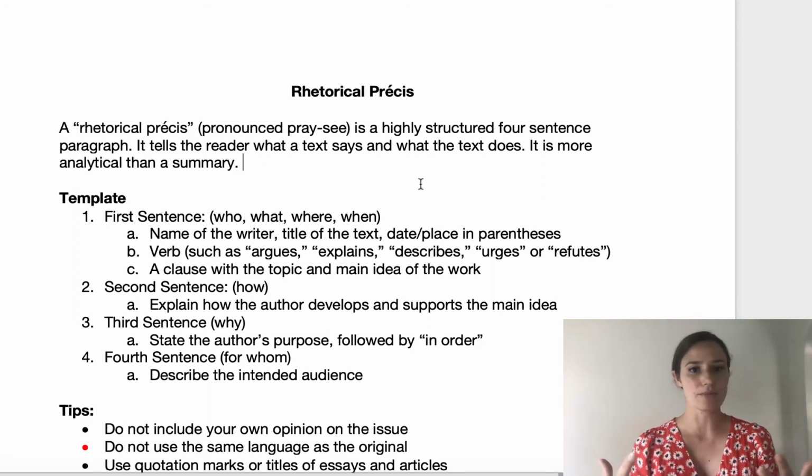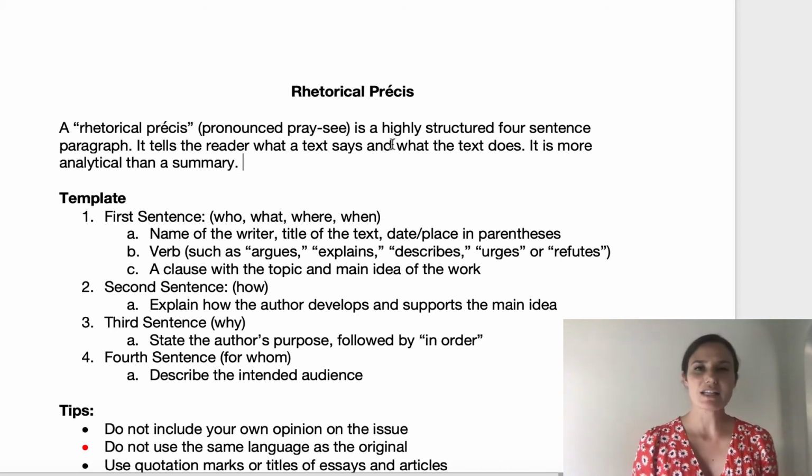In the fourth sentence, you want to think about for whom. So for whom is the writer writing? So the intended audience, the implied audience or the intended audience. And you can figure out the implied audience based on word choice, tone, where it's published, things like that.